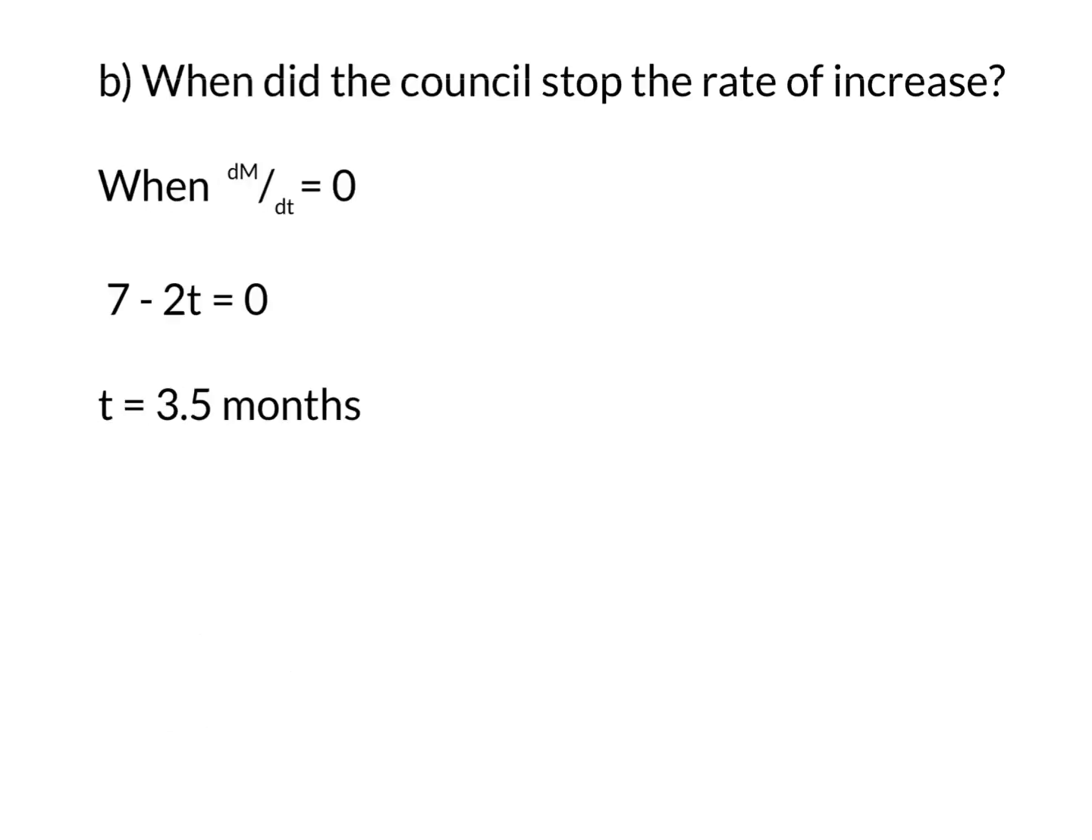When did the council stop the rate? Well, the rate is the first derivative, so stop means equals 0. So we allow 7 minus 2t to equal 0, and solving it as an equation, we get 3.5 months.